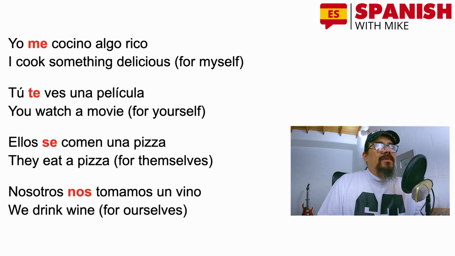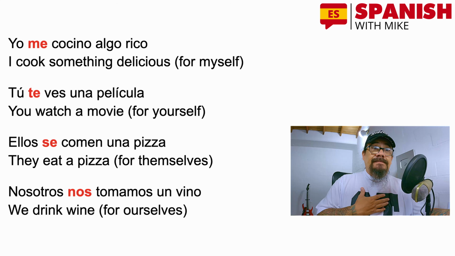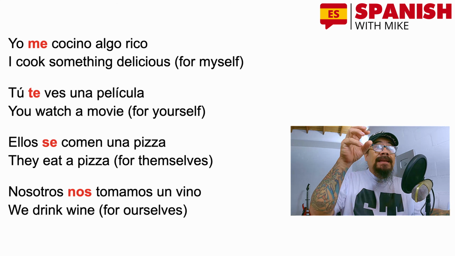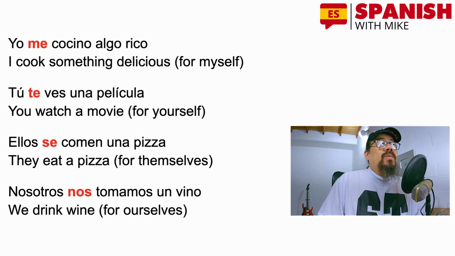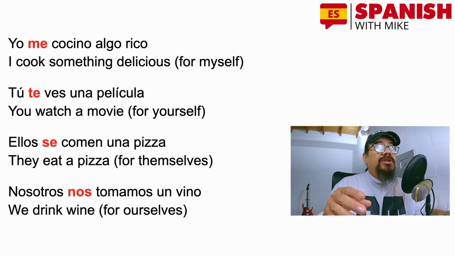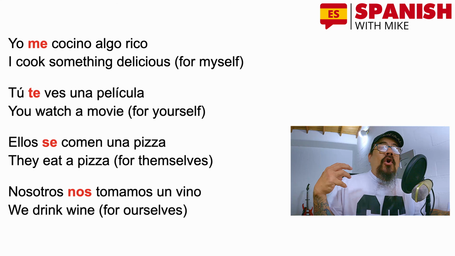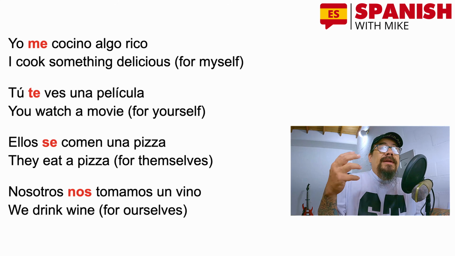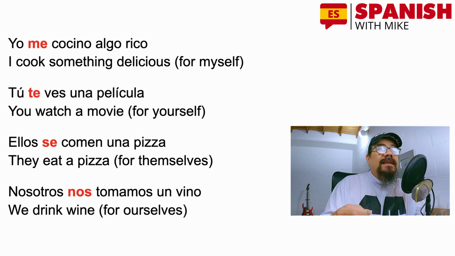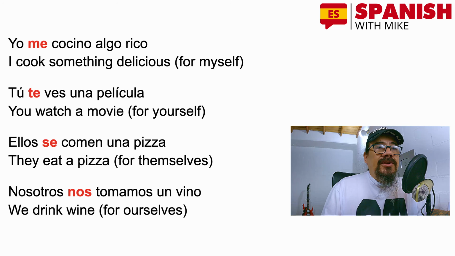Now, let's check some everyday examples. Yo me cocino algo rico. I cook something delicious for myself. The emphasis is that I'm cooking this for my own enjoyment, right? Tú te ves una película. You watch a movie for yourself. You're not just watching a movie. You're doing it because it's something you want to enjoy personally. Ellos se comen una pizza. They eat a pizza for themselves. The reflexive se here shows that they're eating the pizza for their own satisfaction, for their own enjoyment.